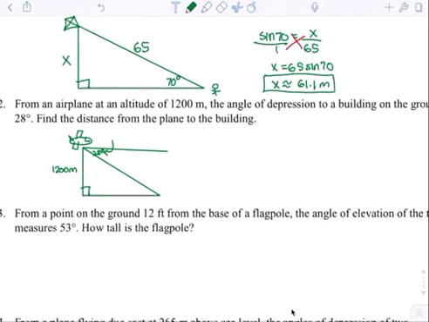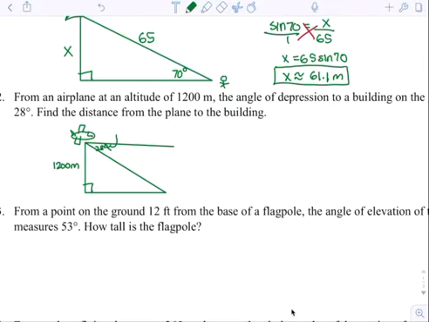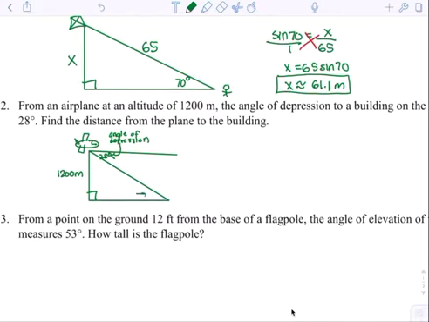Now recall, angle of depression is congruent to angle of elevation, and this one is the angle of elevation. So this is 28 degrees. All right, and it says find the distance from the plane to the building. Well, the building's right here, so that means you're solving for that.